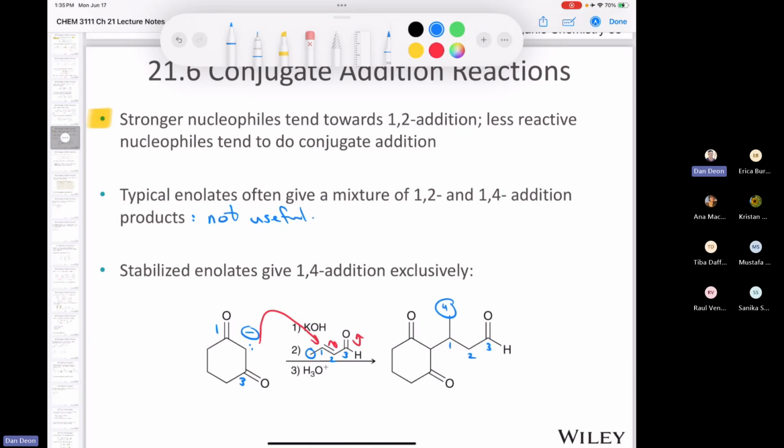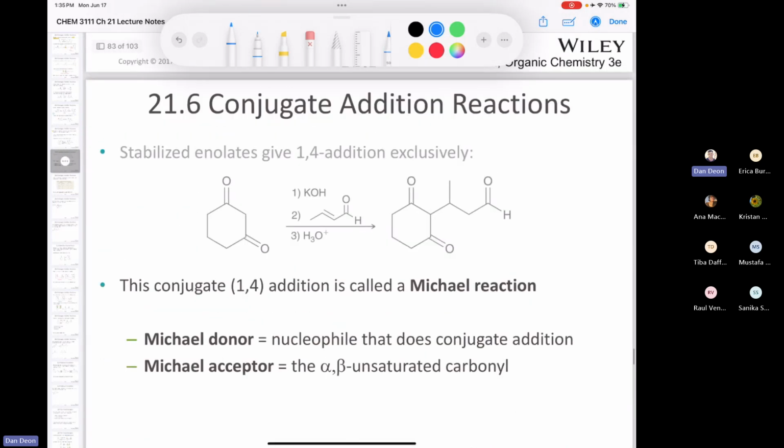Well, so far we've seen a cuprate and we've seen a stabilized enolate. So here's the overall process. You take your stabilized enolate, you treat it with potassium hydroxide, you end up with the anion. But the anion actually attacks the beta carbon. You protonate to form an enol, and then the enol tautomerizes to give you an aldehyde. 1,4 addition or conjugate addition, sometimes we also call it Michael addition or the Michael reaction.